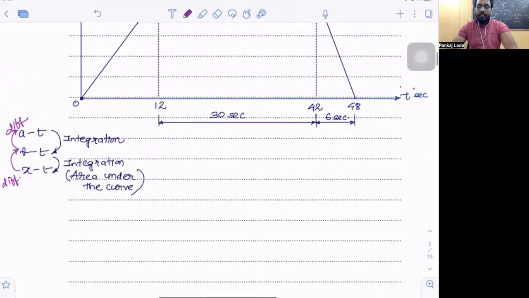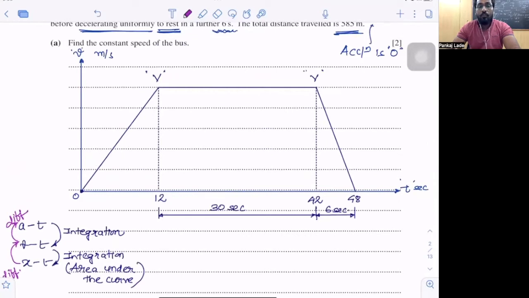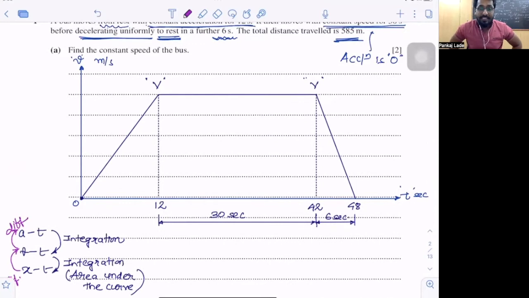So in our case, what is needed? Find the constant speed of the bus. I need the velocity. And are you given the total distance that has been traveled by the bus? It is 585 meters, if you can see, right? So I know the distance, isn't it? So that means I am given the XT curve. So I'm given the value from the XT curve.